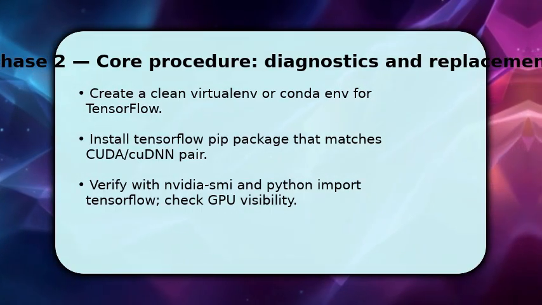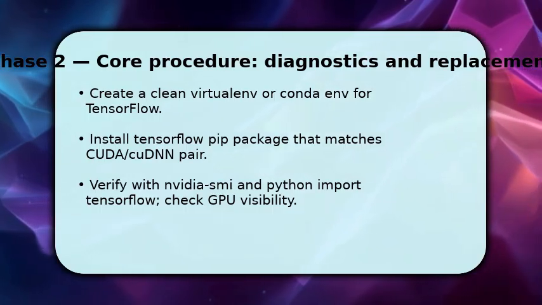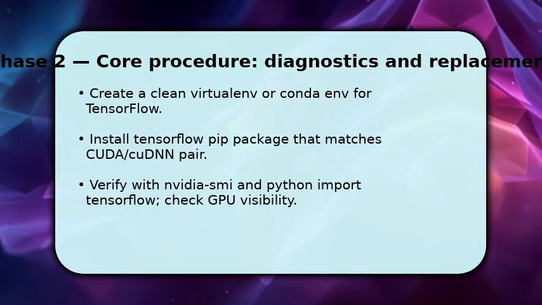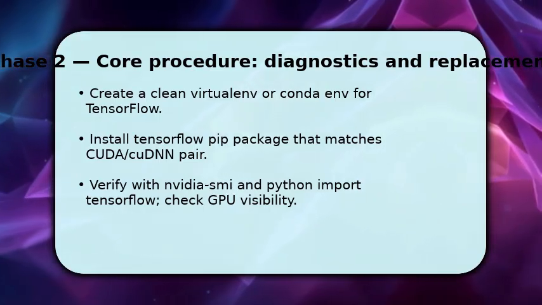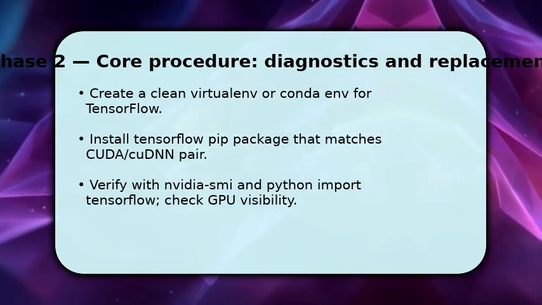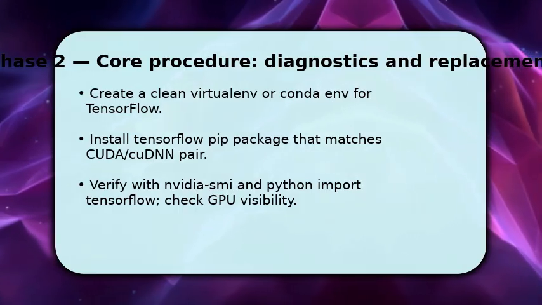Activate the env, then pip install the TensorFlow build that matches your CUDA and cuDNN versions. This ensures binary compatibility. Next, run nvidia-smi to confirm the driver is active and start Python to import TensorFlow. Use tf.config.list_physical_devices('GPU') to confirm visibility.